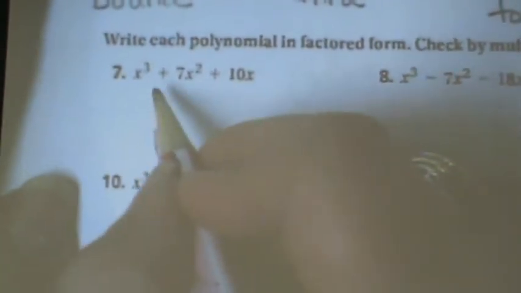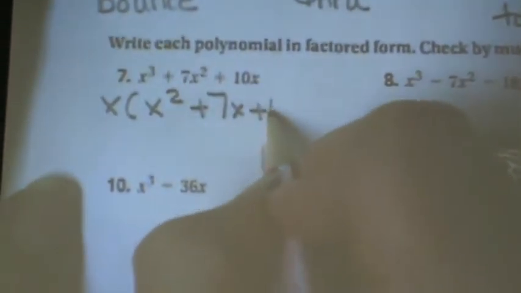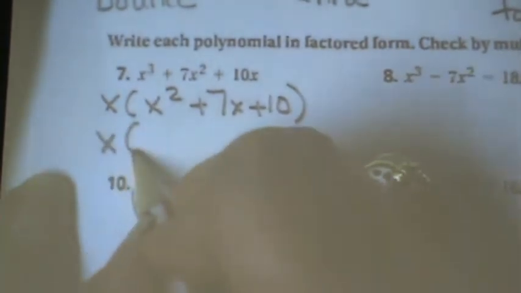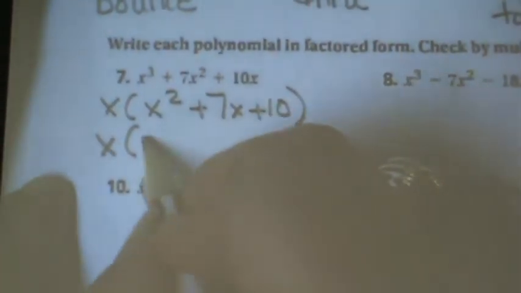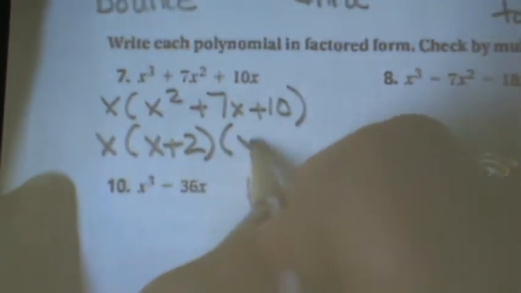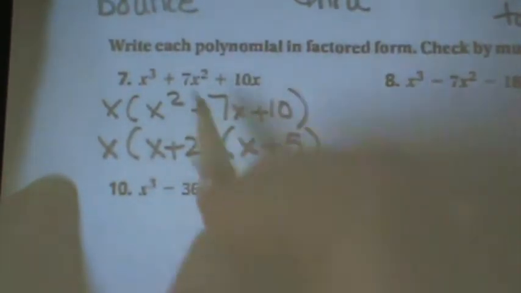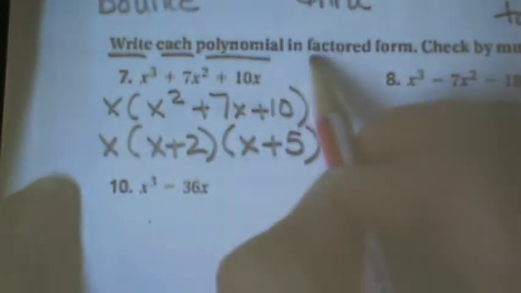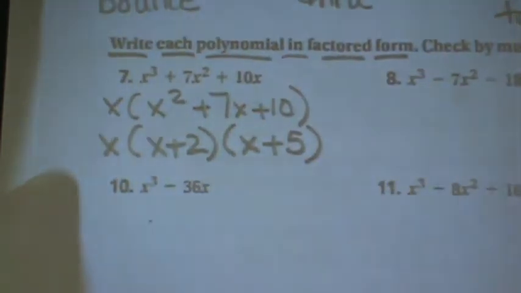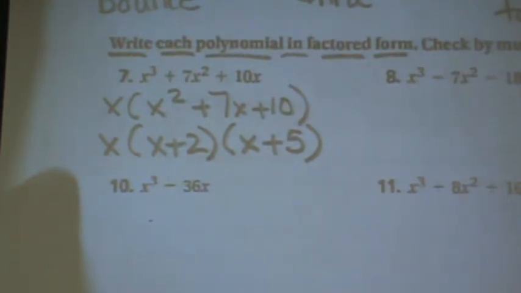So, let's do number 7 together. What would you take out of this? X, and you're left with x squared plus 7x plus 10. Now what would you do? How do you factor this? X plus 2 and x plus 5. Now, the question says, write each polynomial in factored form. We're done. It's not asking you to find the zeros. You don't have anything else to do. So in questions 7, 8, 9, 10, 11, and 12, you just factor it completely. Flip it over.